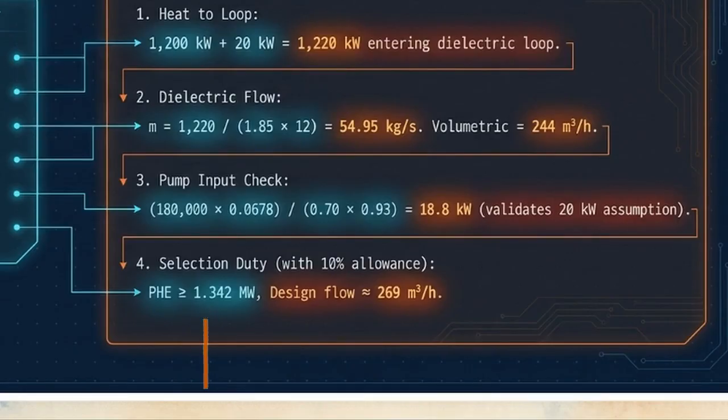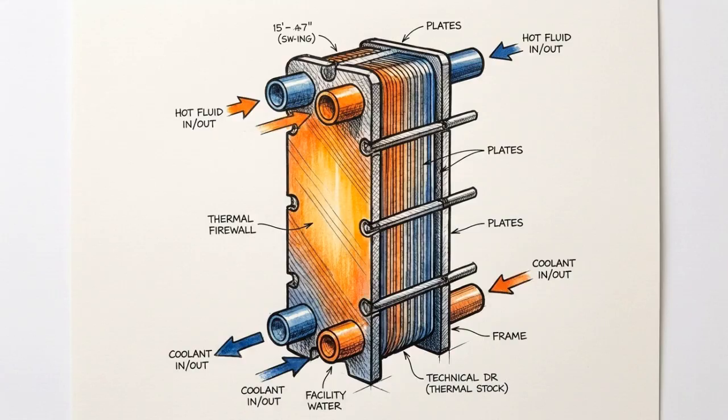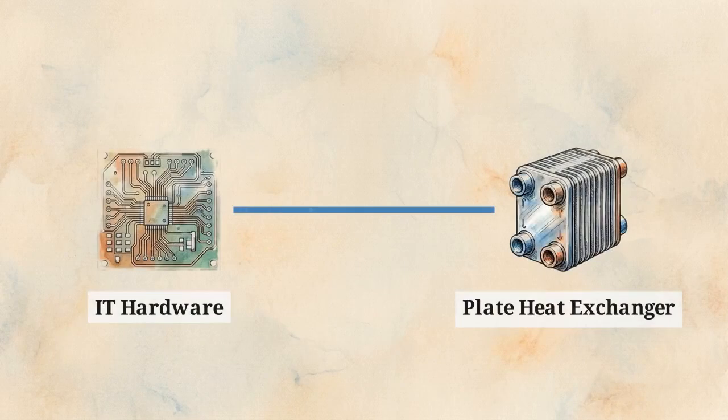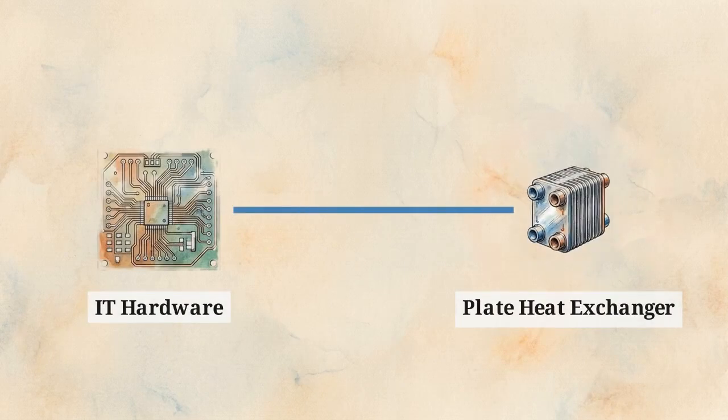The plate heat exchanger is the definitive thermal firewall of the data center. If you undersize it, you guarantee that thermal energy will cascade upstream directly into the IT hardware.